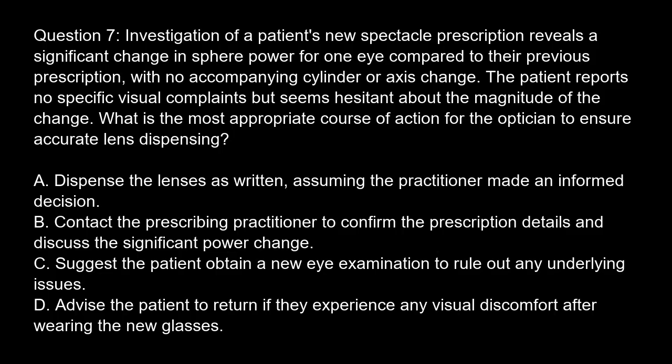Question 7. Investigation of a patient's new spectacle prescription reveals a significant change in sphere power for one eye compared to their previous prescription, with no accompanying cylinder or axis change. The patient reports no specific visual complaints but seems hesitant about the magnitude of the change. What is the most appropriate course of action for the optician to ensure accurate lens dispensing?